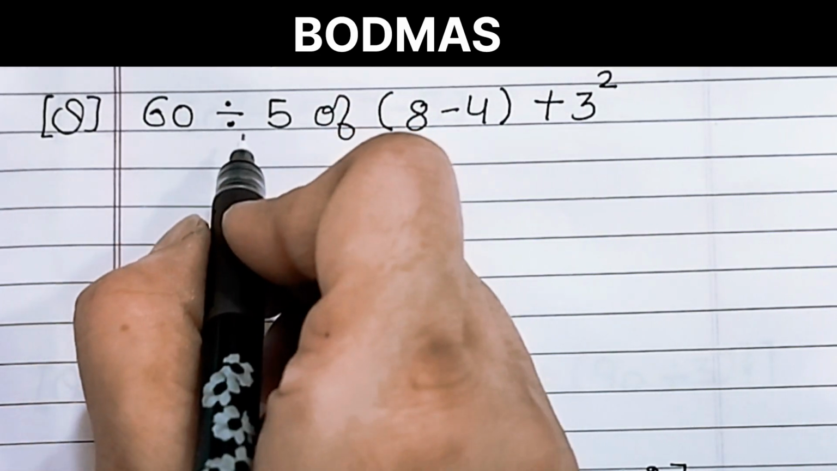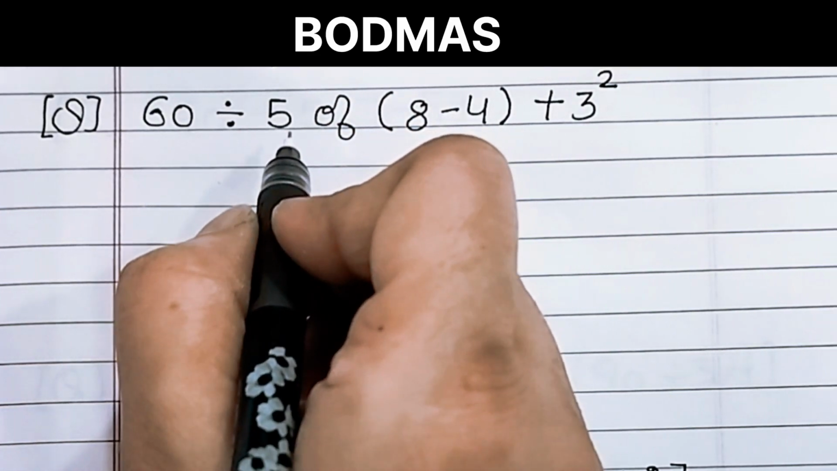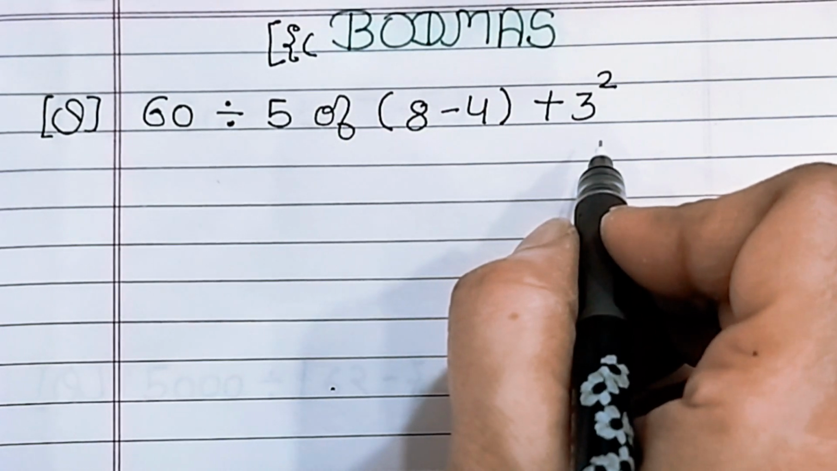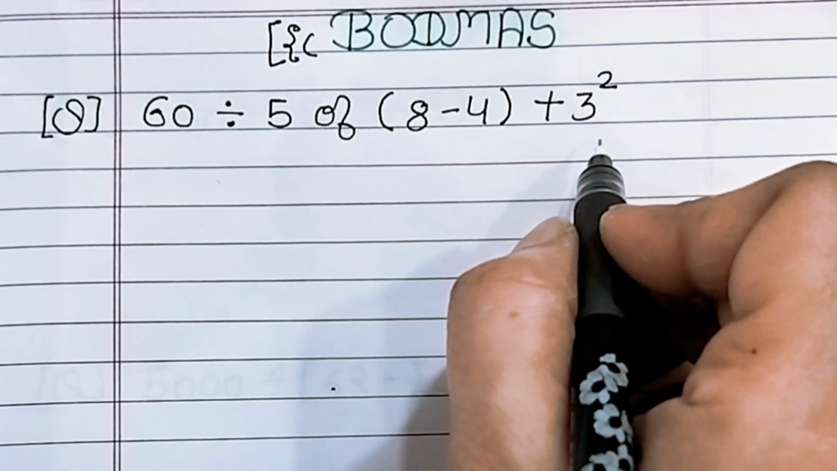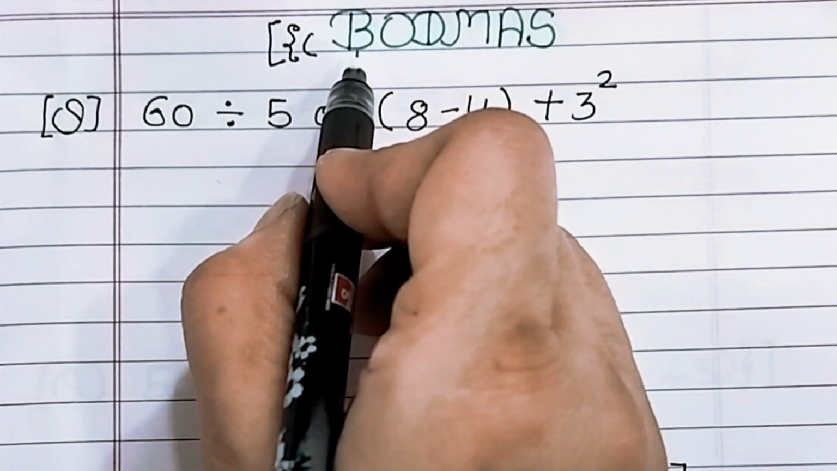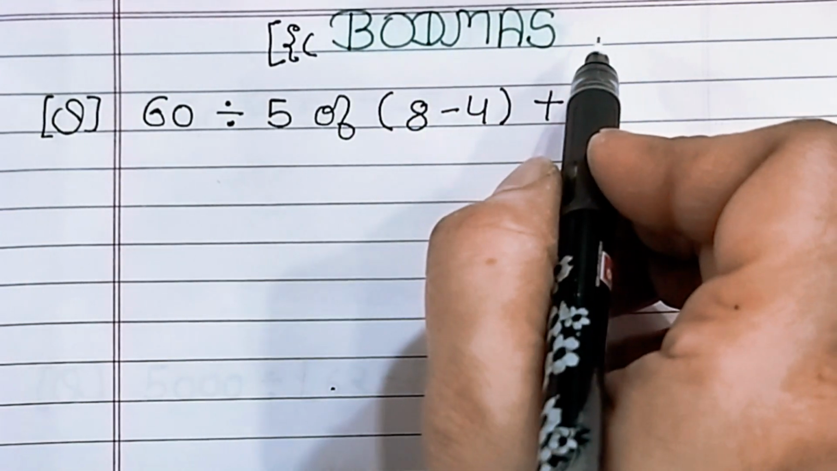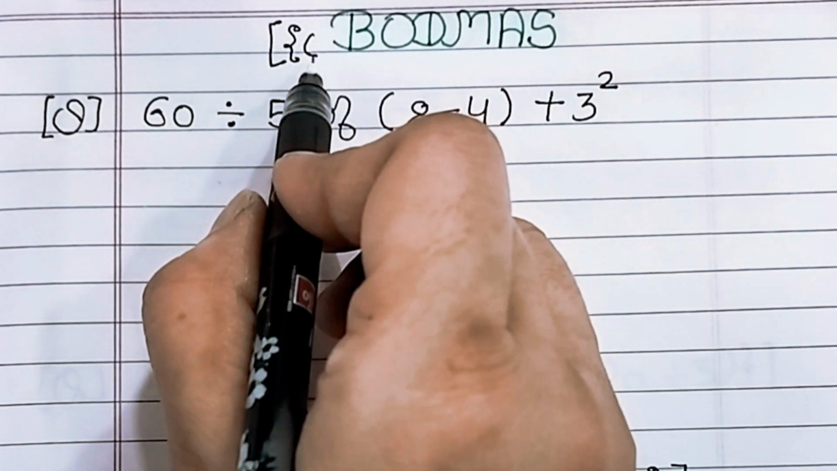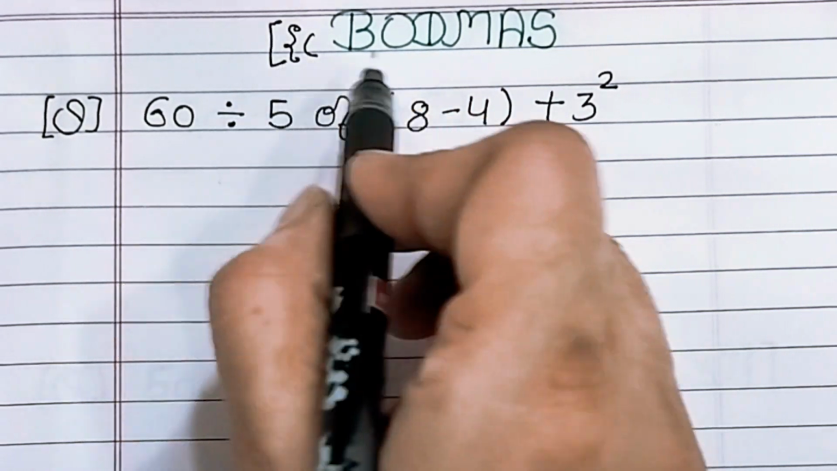So friends, the BODMAS rule is an acronym used to remember the correct order of operation in mathematics. Following the sequence ensures you arrive at the correct answer every time. So first we learn how to use BODMAS. What BODMAS says: first B, brackets, small bracket, curly bracket and then square bracket.